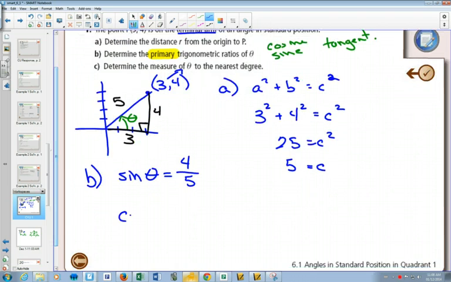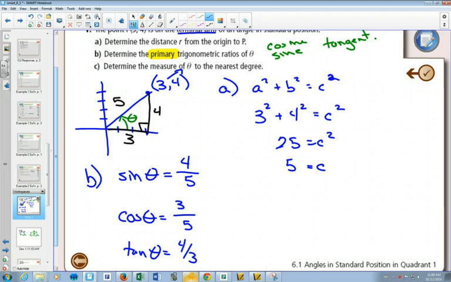We can quickly say that cos of theta would be 3 over 5. And finally, tan of theta, 4 over 3. Excellent. So those are the primary trig ratios.